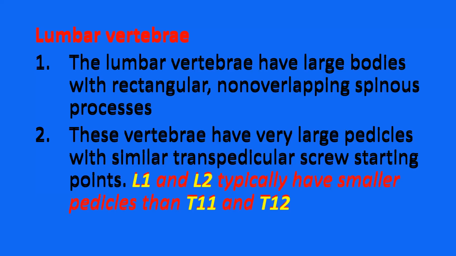The lumbar vertebrae have large bodies with rectangular, non-overlapping spinous processes. These vertebrae have very large pedicles with similar transpedicular screw starting points. L1 and L2 typically have smaller pedicles than T11 and T12.